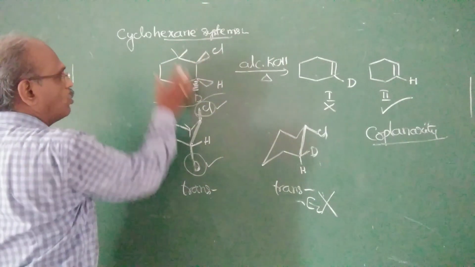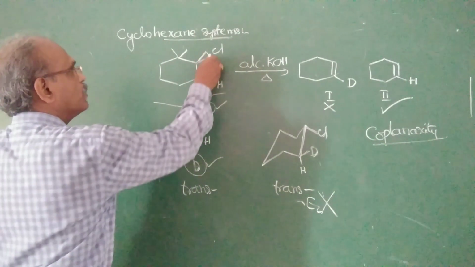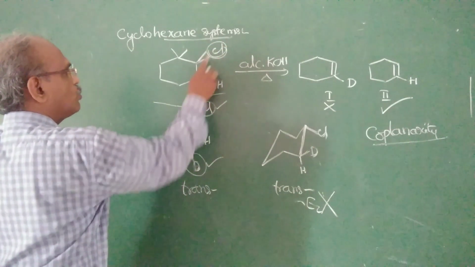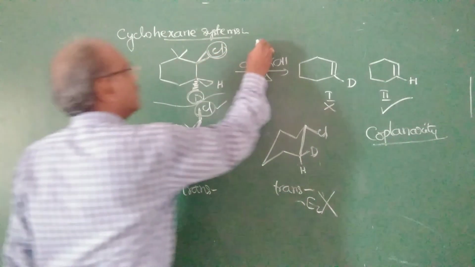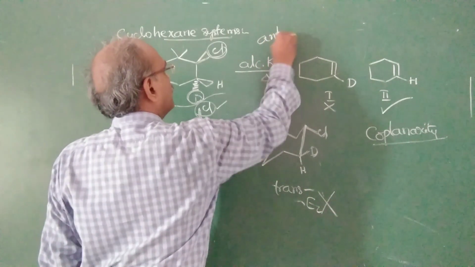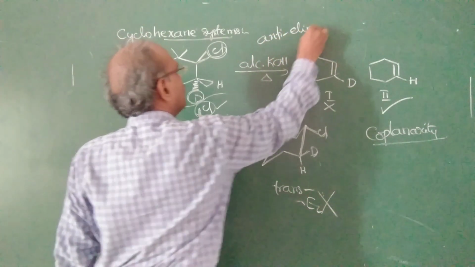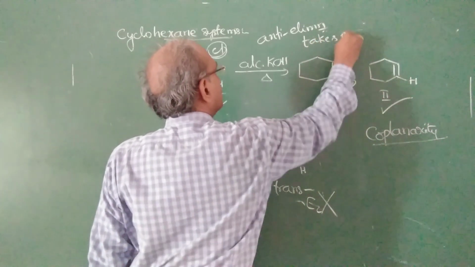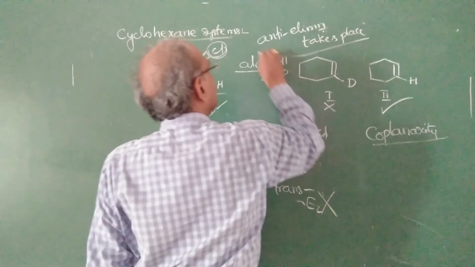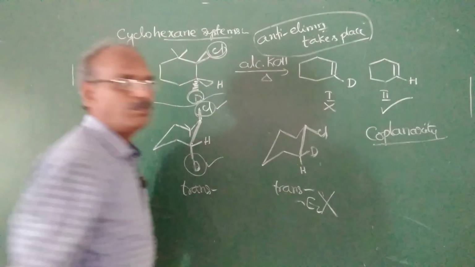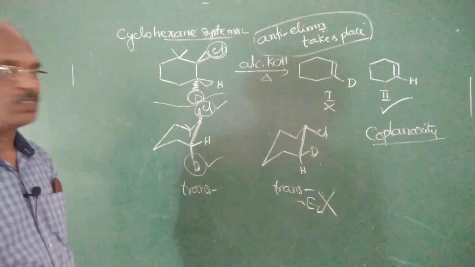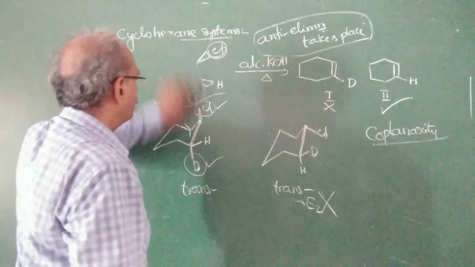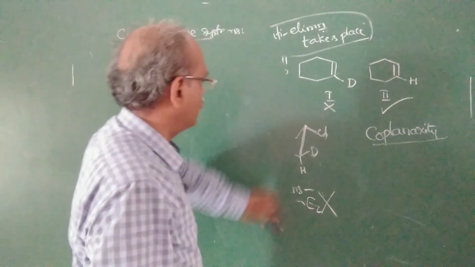Therefore, in the cyclohexane system, see once again, here Cl is removed, here deuterium is removed. They are trans to each other. So in cyclohexane systems, anti-elimination takes place. Students, hereafter remember this point. In cyclohexane system, anti-elimination occurs, not syn.